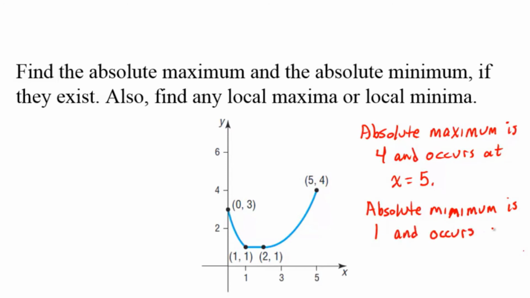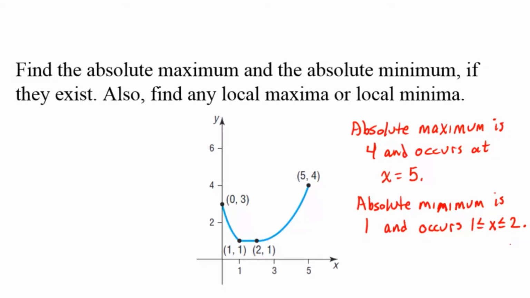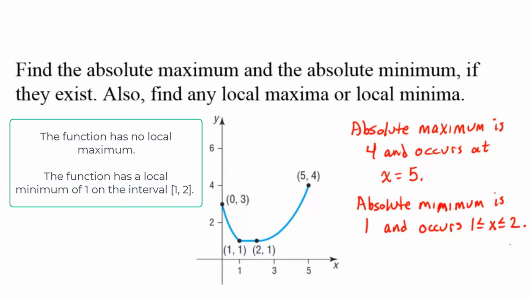And it occurs for lots of x values. It occurs for all x values between 1 and 2 inclusive. You see that? At the flat spot of the graph. The absolute minimum of 1 that occurs on the interval 1 to 2 inclusive is also a local minimum.